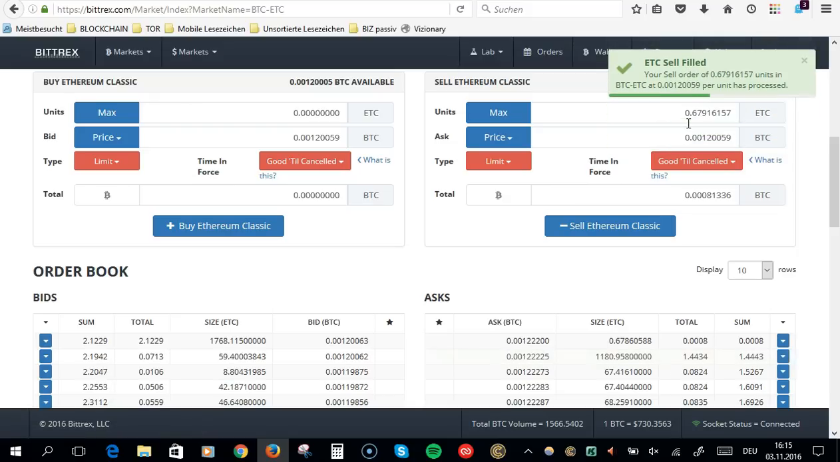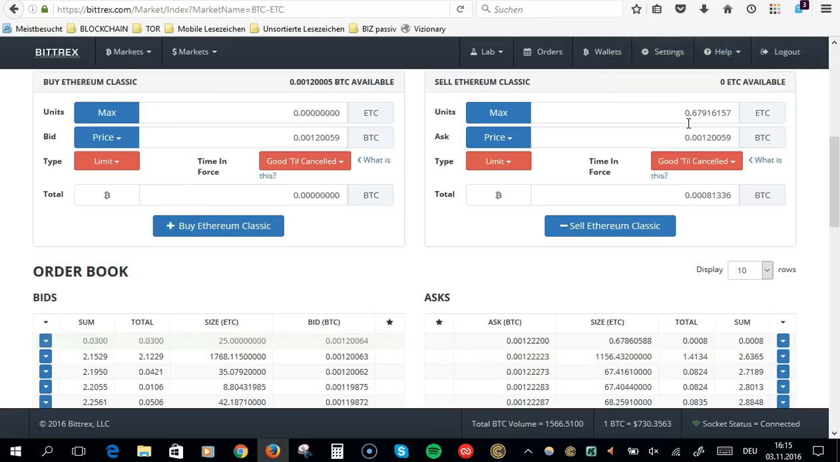So let's wait a second. Okay, sold. My Ethereum Classic has been sold. So I don't have any Ethereum Classic anymore, but I do have a few more Bitcoin now. Alright? So that's kind of it. That's how you do trading, and that's how you sell some coins you have for Bitcoin.